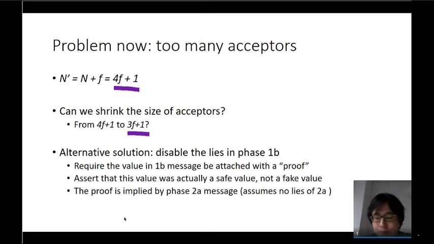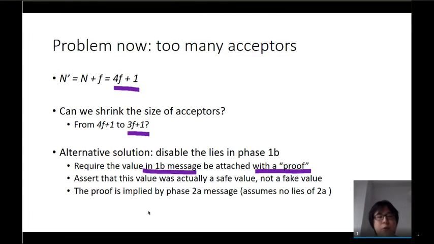If we look at the problem, we find that an alternative solution is that instead of telling which one is the liar, we can choose to find a way to disable the lies in the beginning, in phase 1B. So if we can require that the phase 1B message be attached with a proof, meaning that this value was actually a safe value, not a fake value, then we can actually disable the lies in phase 1B, right? Because it cannot forge a proof.